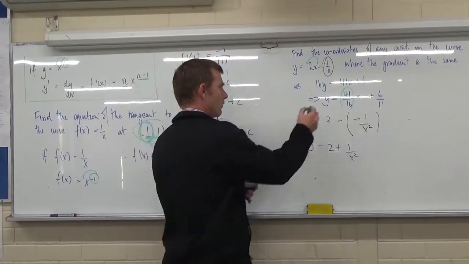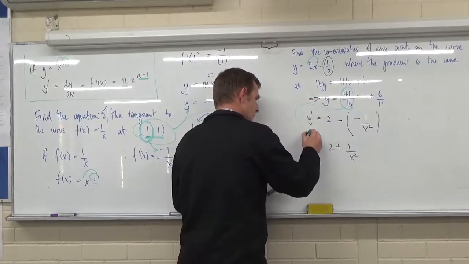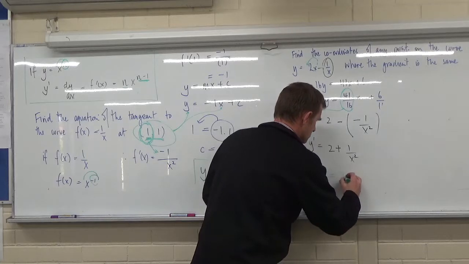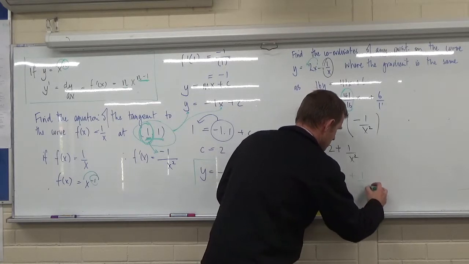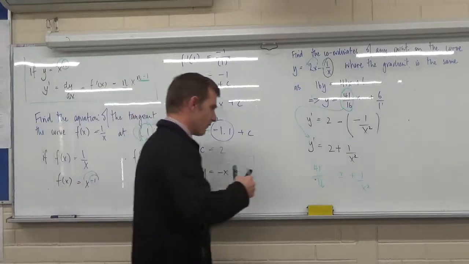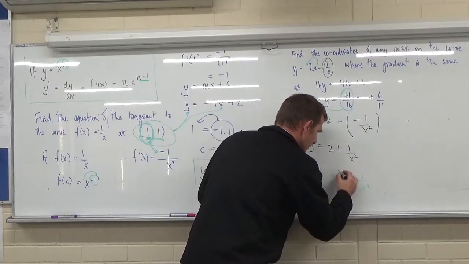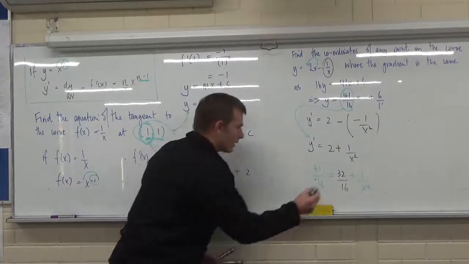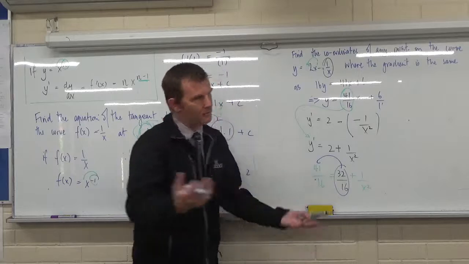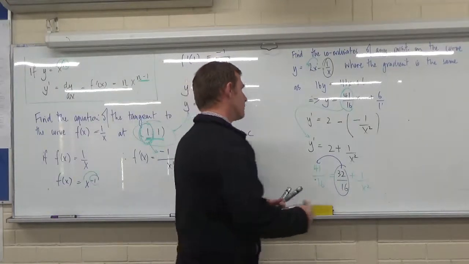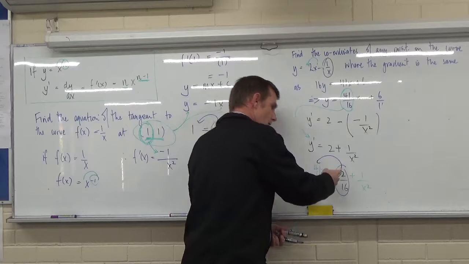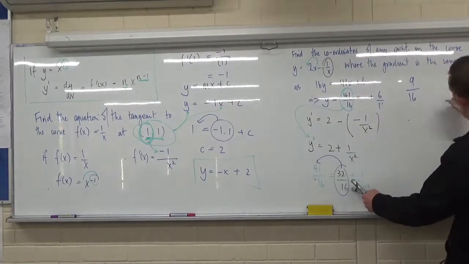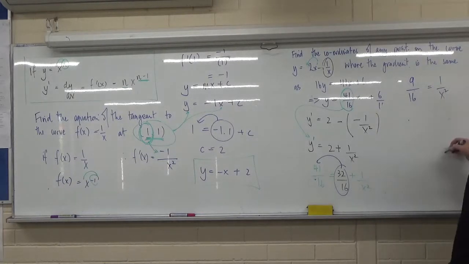And remember that I want the gradient to be this guy here, so that's going to slot in there. It's going to become 41 over 16 equals 2 plus 1 over x squared. Now I'm going to do the same thing I did before. I'm going to make this 2 into 32 over 16, and in a similar way, I'm going to take that guy and move him over. I was doing everything right, I had one thing wrong. Move that over, it'll become 41 minus 32, which will become 9 over 16, equals 1 over x squared.